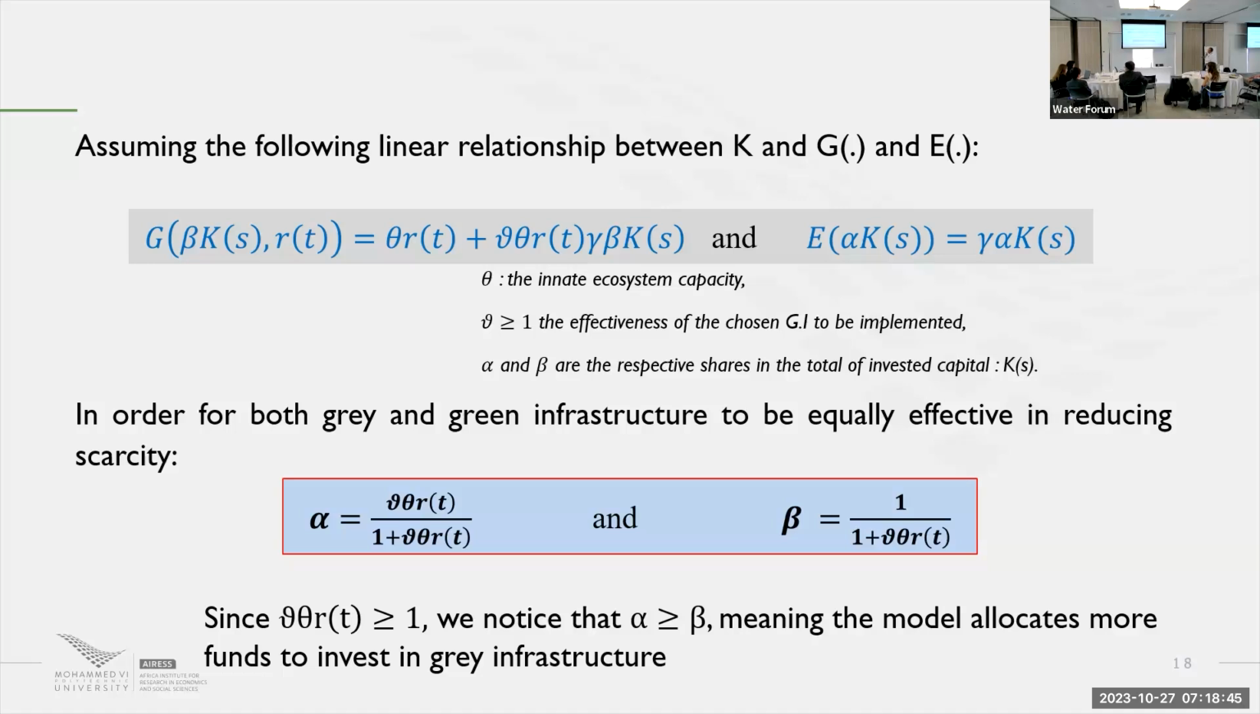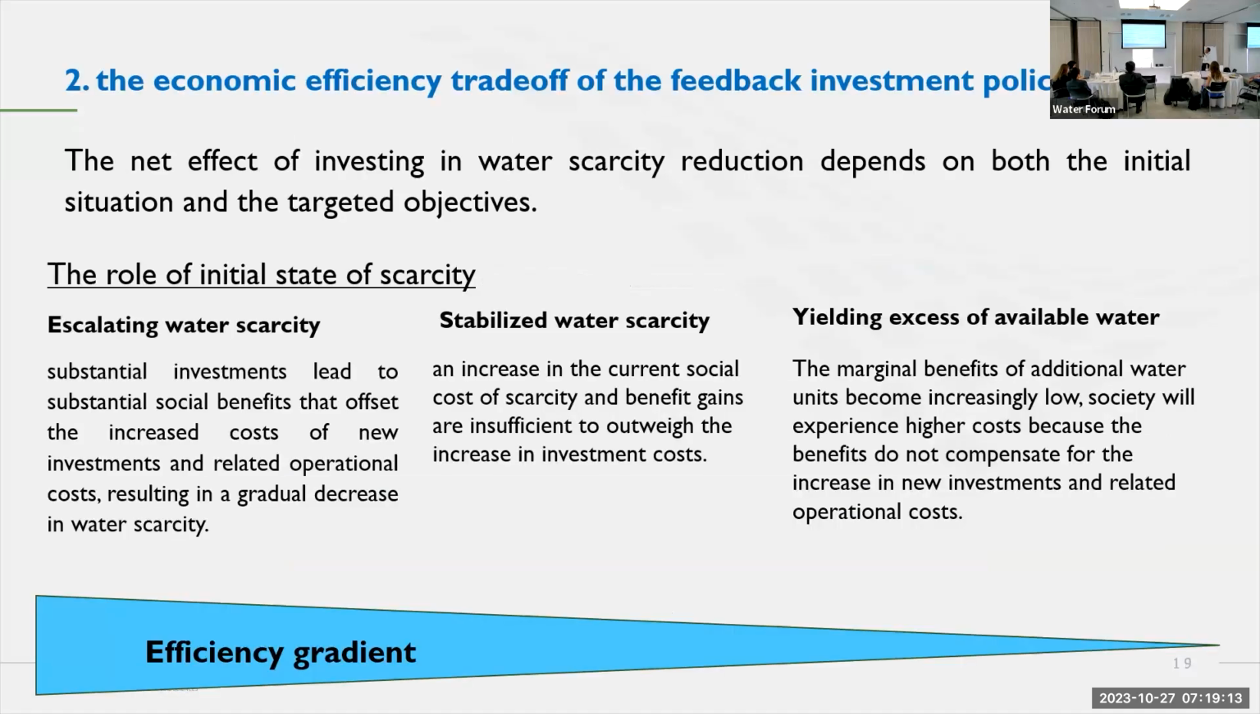Because we have this relationship, we have this term which is greater than 1, which means that when we choose the green infrastructure implementation, we will be choosing at least an infrastructure that is equivalent to the green infrastructure that already exists. So this gives us this result, and to be at equal efficiency, we should define shares of capital between these two infrastructures this way.